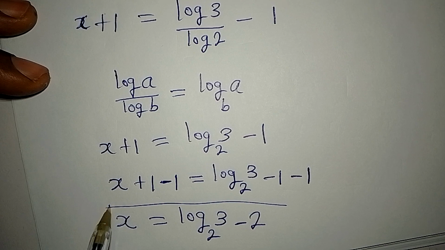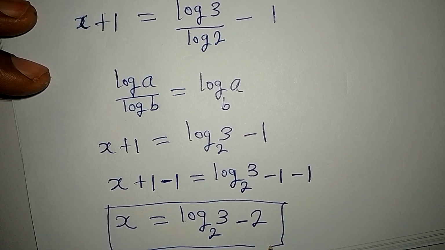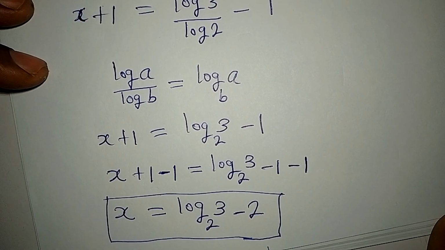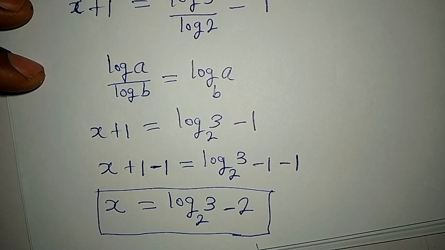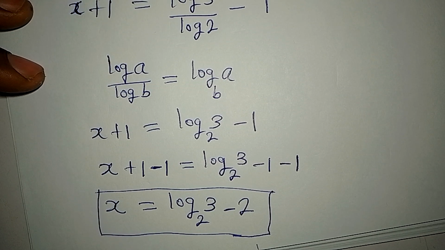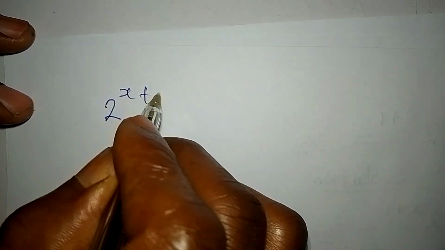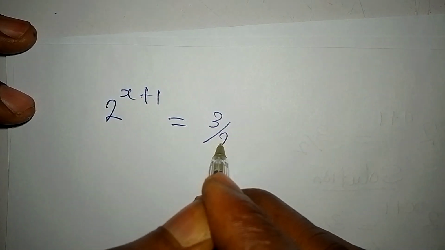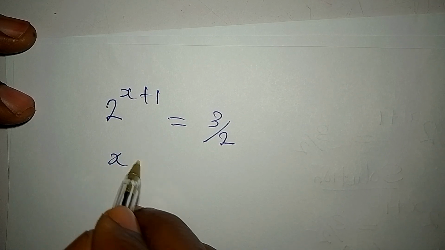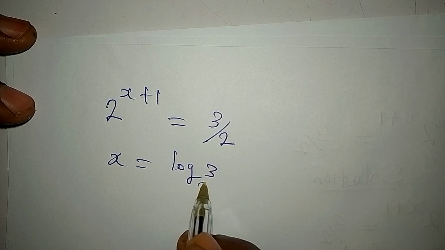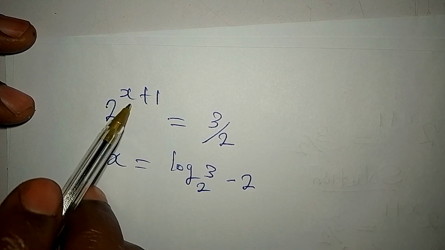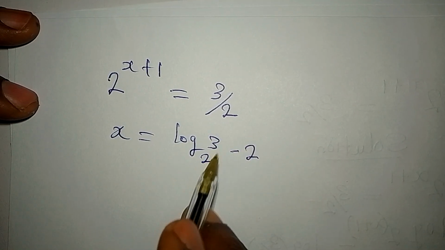So from here, we have the value of x. Remember, we cannot use a calculator to get the value of x. But I want us to confirm what we have done. Are we right or wrong? To confirm this, we will go straight to the original equation, 2 to the power of x plus 1 equals 3 over 2. Now our x is equal to log 3 to base 2 minus 2. So in place of this x, I'm writing log 3 to base 2 minus 2.